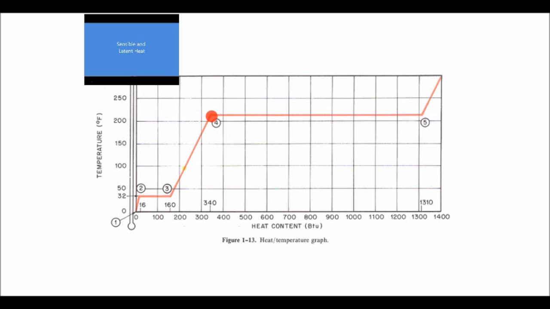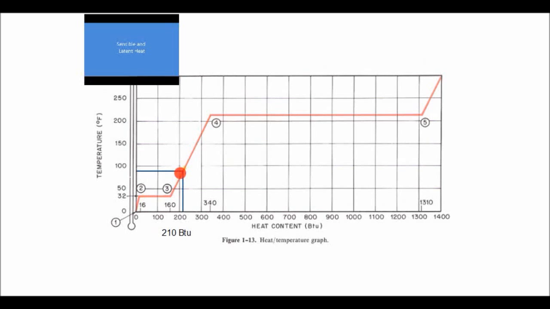In the example given in the book, a 32 degree ice cube has 160 BTU of heat in it. And boiling water up here has 340 BTU of heat. And over along the right hand side, it does give the temperature of the water in our example. So here we have 32, which is ice, and then we get up here to 212 or so, which is boiling water.